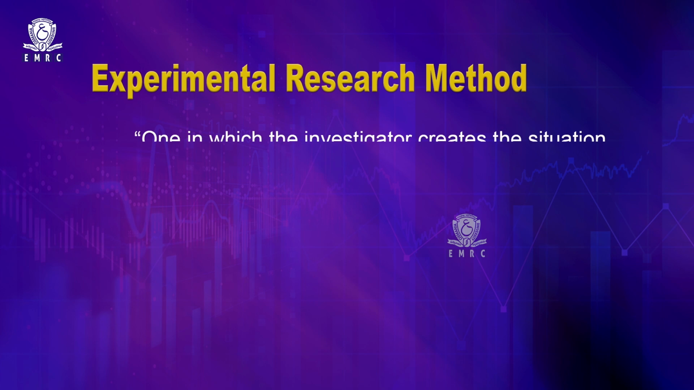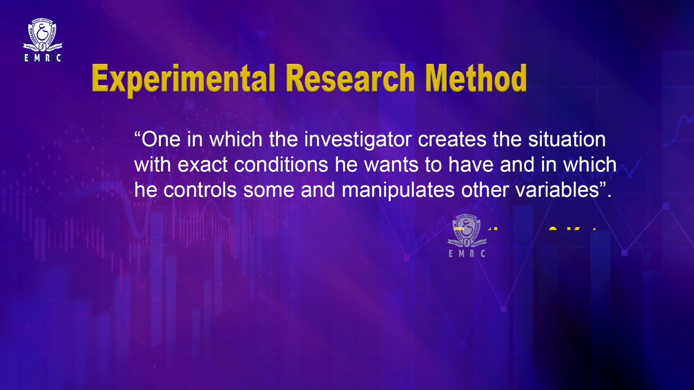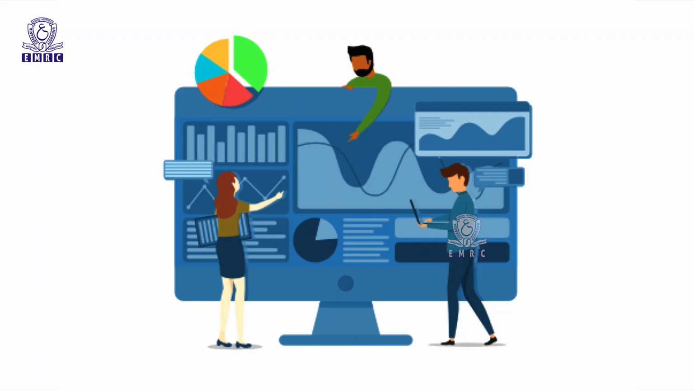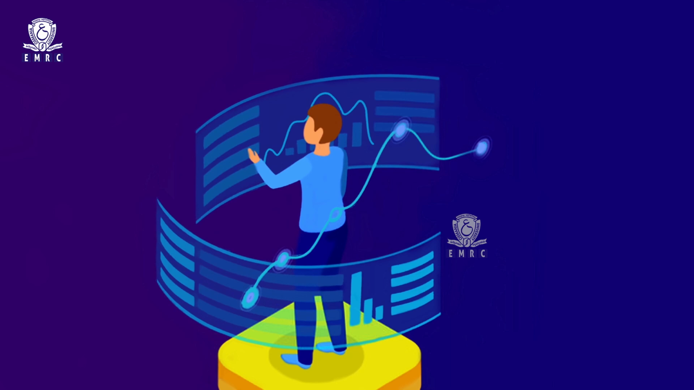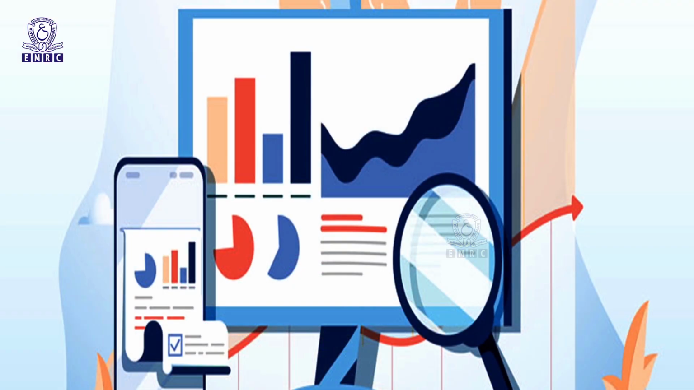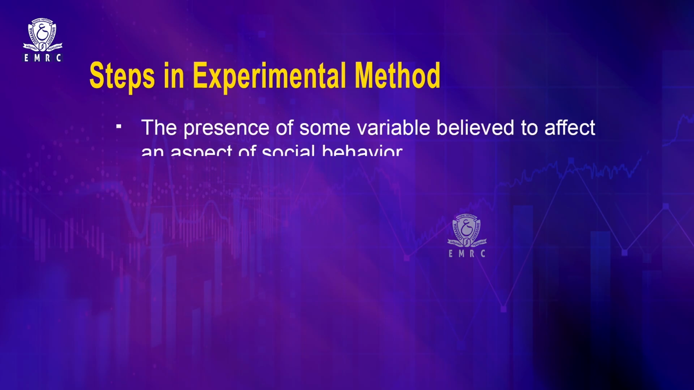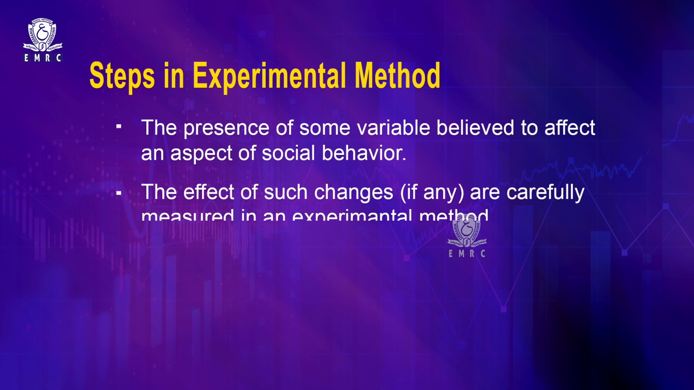According to Fessinger and Katz, experiments are ones in which the investigator creates the situation with the exact conditions he wants to have and in which he controls some and manipulates the other variables. An experiment is one of the most powerful techniques for studying variables under controlled conditions. In its basic form, the experimental method involves two key steps. 1. The presence of some variable believed to affect an aspect of social behavior. 2. The effect of such changes, if any, is carefully measured.